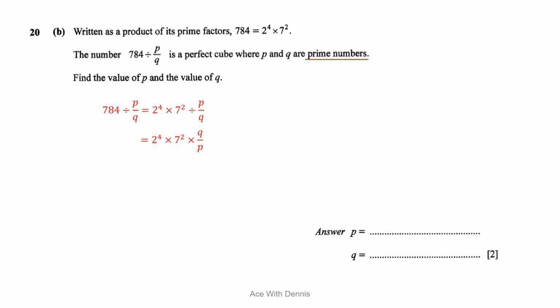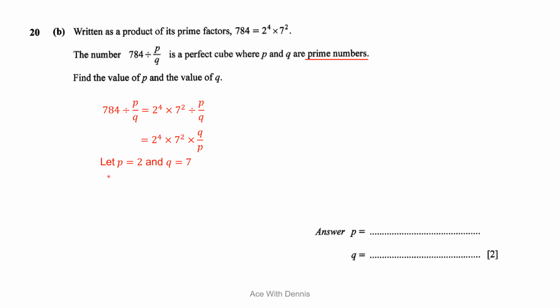So P and Q are prime numbers, and when we multiply by Q here, it means that we can increase the power of either the 2 or the 7. When we divide by P, it means we can reduce the power of either 2 to the power 4 or 7 squared, right? So the next thing, we want to make sure that this whole thing is a perfect cube. So we have to make sure that the powers must be divisible by 3.